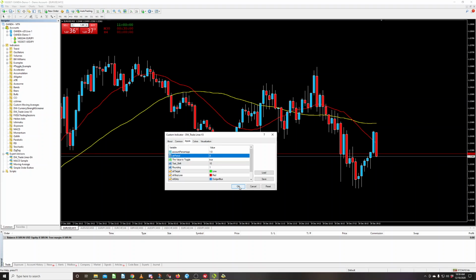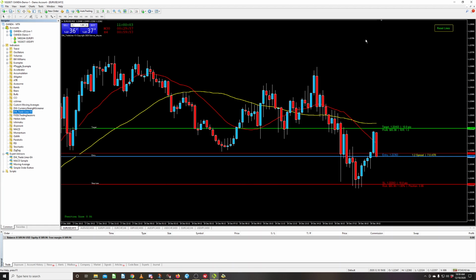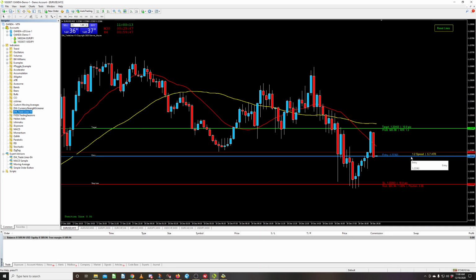Once I click OK, I get a little button up here. I'll tell you what that's for in a little bit. And I get 3 lines. One line for the target, one line for the entry, one line for the stop loss. And they're 10 pips either way off of this entry price right here.